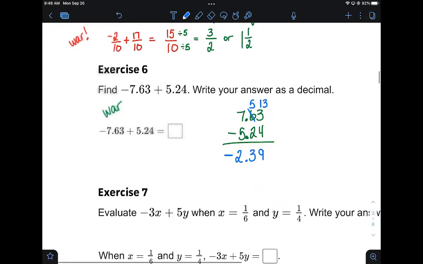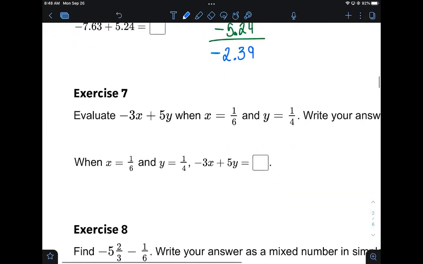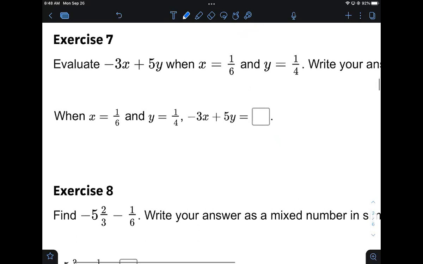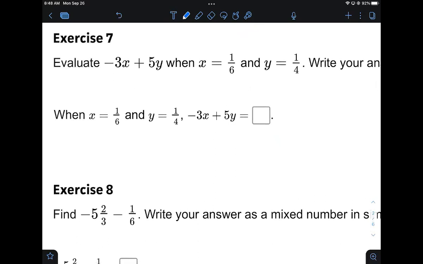Number 7. Number 7's got some multiple steps to it here. Am I going too fast? Is everyone able to get number 6 written down?